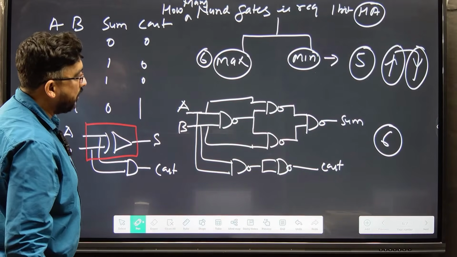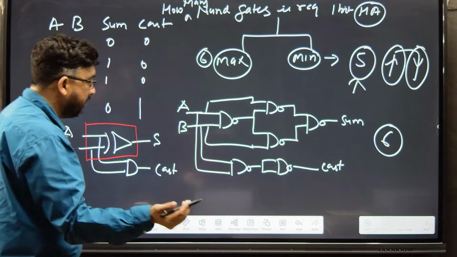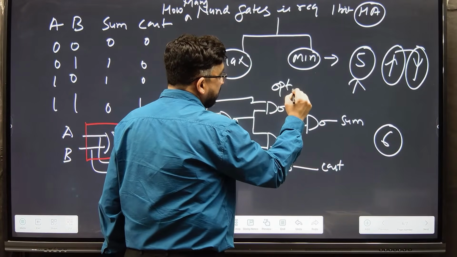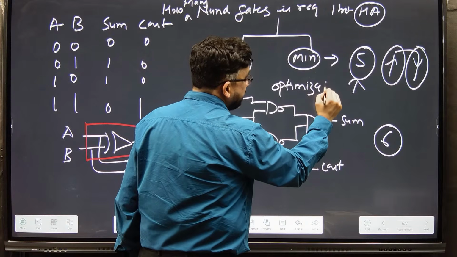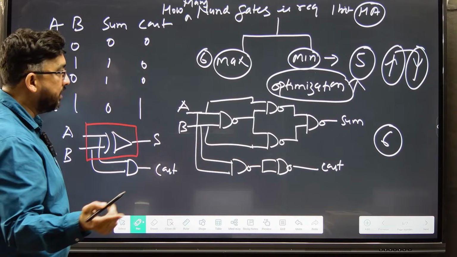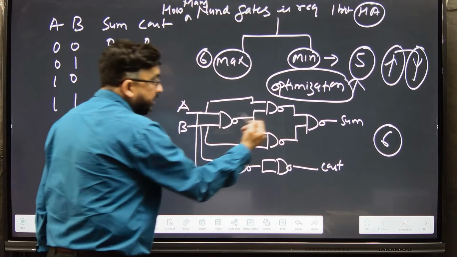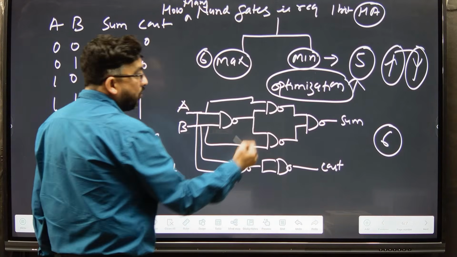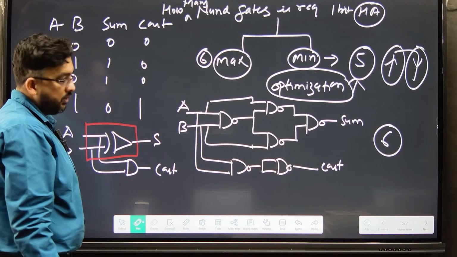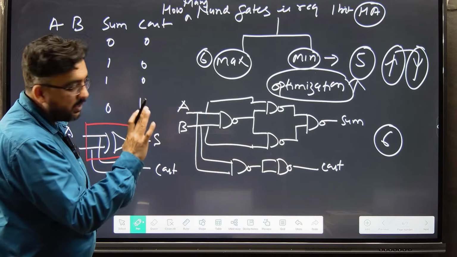Now the question is how the five came about. Very easy. Now we are moving towards optimization. The best example of optimization is your adder subtractor, 1 bit adder, 1 bit subtractor, both half and full. We have to remove any one gate without disturbing the output.